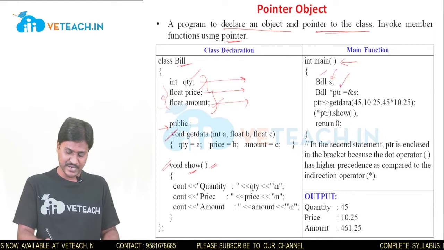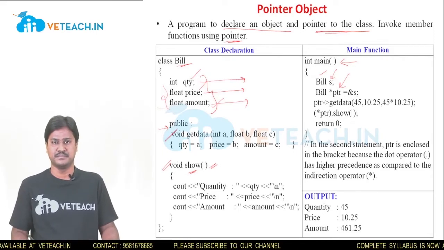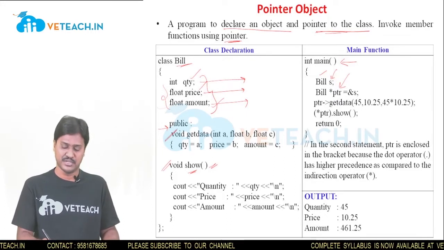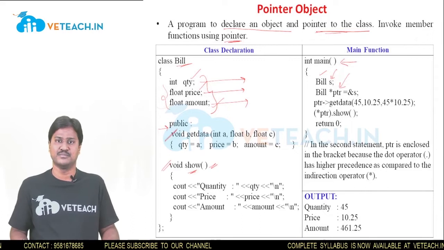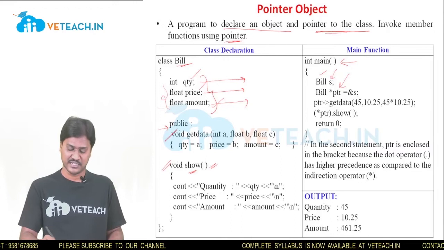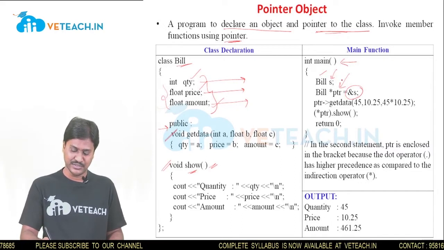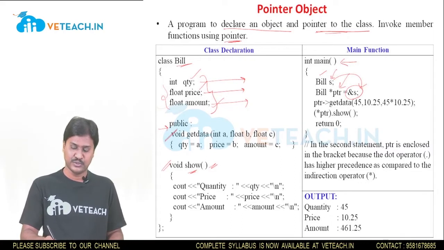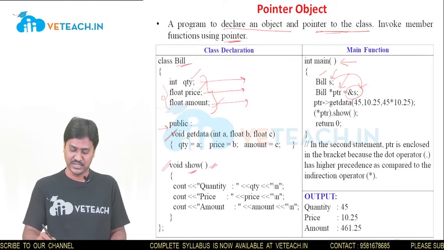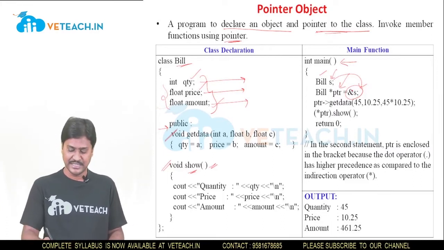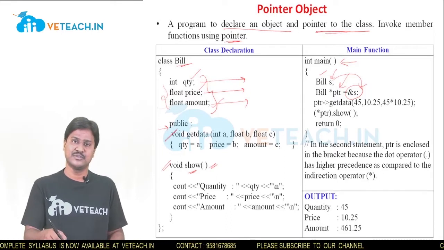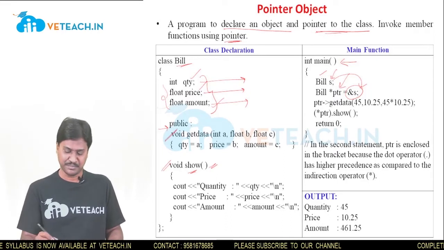I am again defining another object of this bill class as a pointer object. Here the asterisk symbol before the name of the variable makes it a pointer object to this class. And I am assigning the address of the normal object S to the pointer. This is the statement. When I use the address operator before the name of the S object, it indicates the address of the object S, and this address is assigned to the pointer variable of the class, ptr.